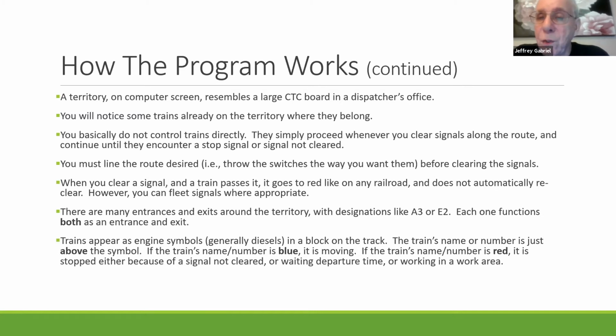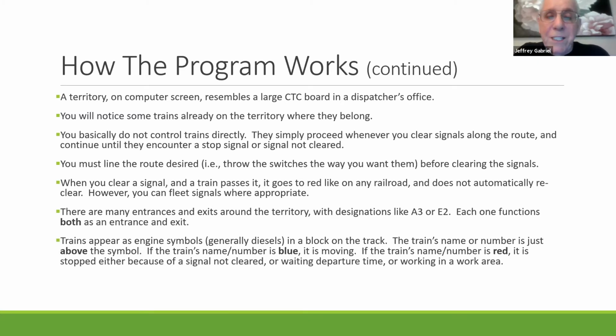And that's done on this type of operation, typically on double track territory where there's right-hand running. Signals are not usually fleeted on single track because you don't have a parade of trains going in the same direction. There are many entrances and exits around a territory with designations, 2 letters, 2 numbers, whatever. Each one can function both as an entrance and an exit.